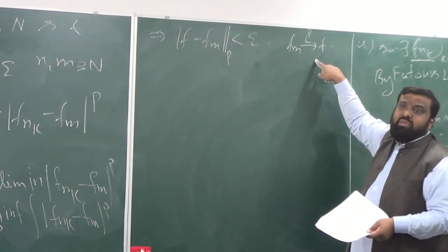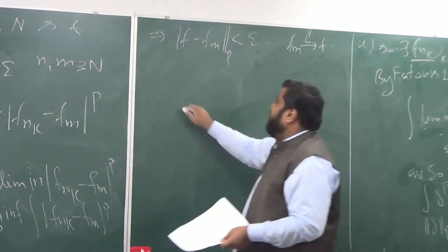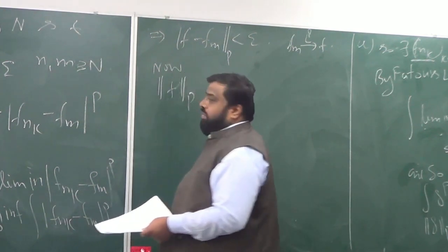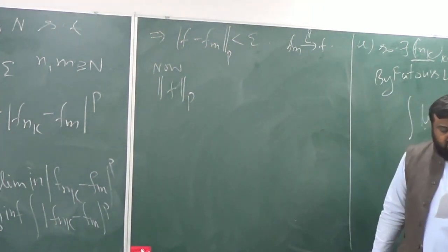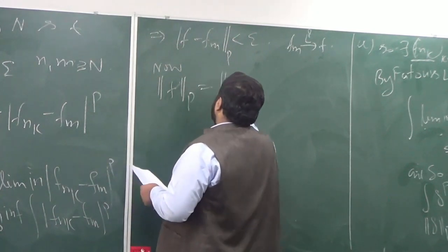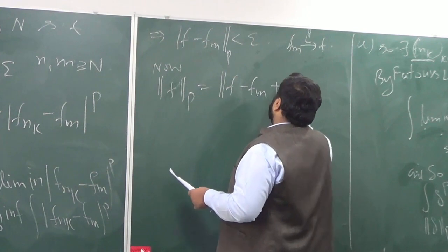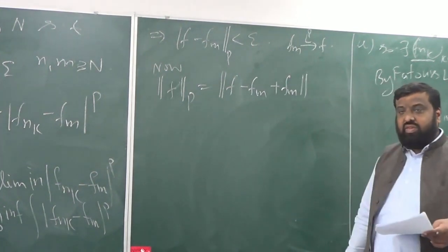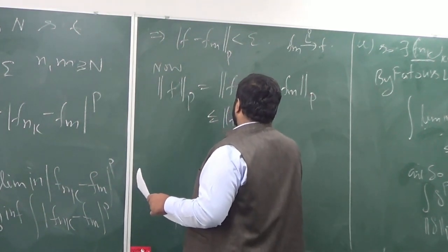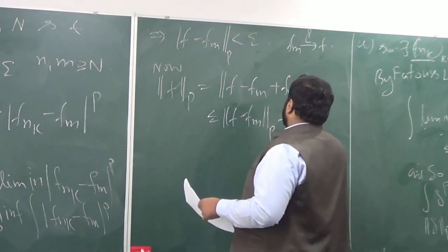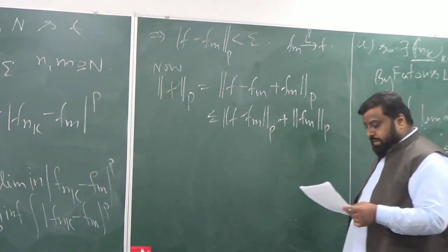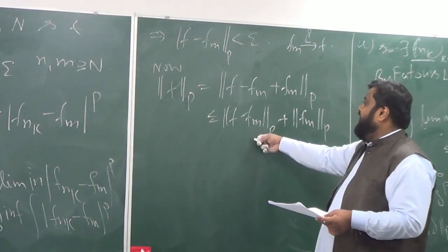The only thing that remains now is that f is necessarily in LP actually. But is it necessary that f must be a part of the LP space? So what you need to do is compute the LP norm of f and show that. But I can do it easily. Okay. So let's add and subtract fm, use the Cauchy triangle inequality, plus the LP norm of fm. Okay. And I can play around with this, this is less than epsilon.